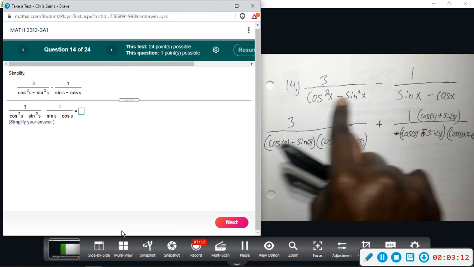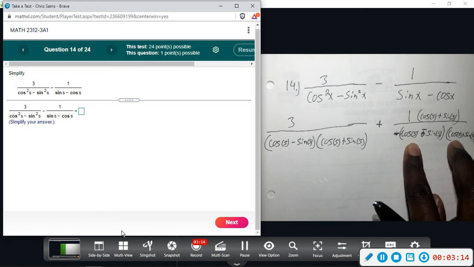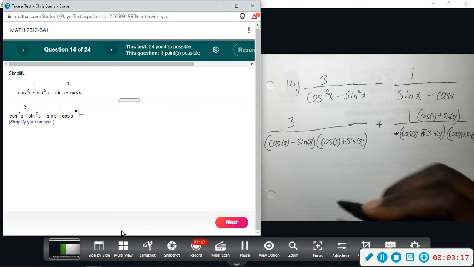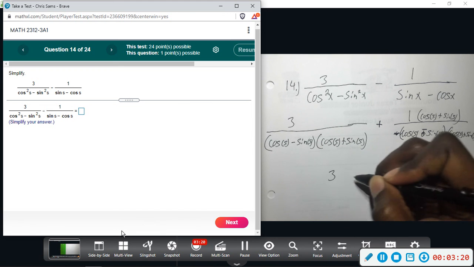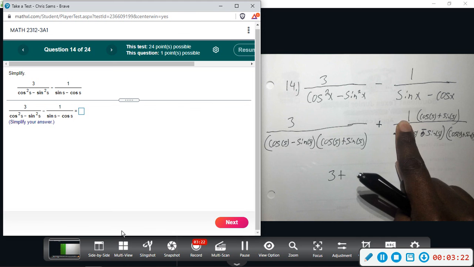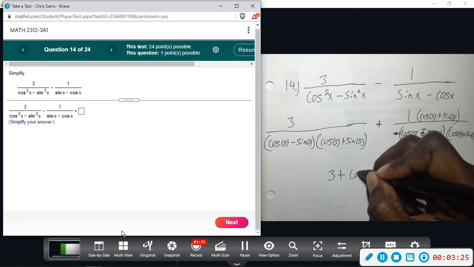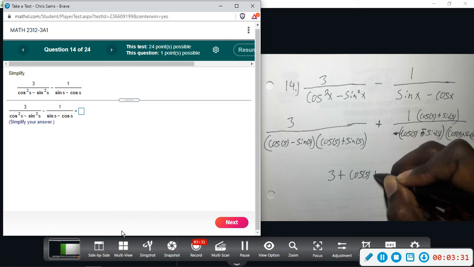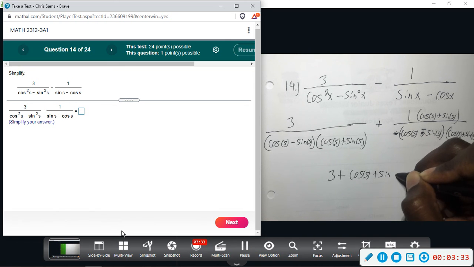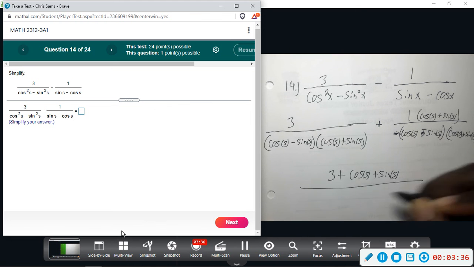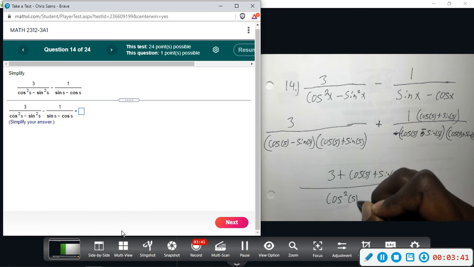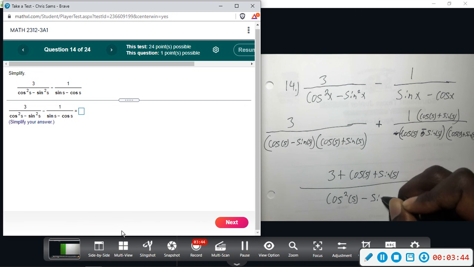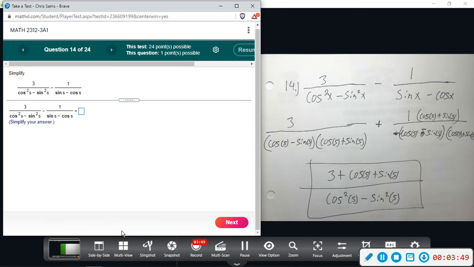Okay, so I'm going to go back to this form now. So I have the same denominator. I'm just going to combine the tops. Right, so this is going to be 3 plus 1 times this, which is just going to give me cosine s plus sine s, all over cosine squared s minus sine squared s. Okay. So that's what we get when we simplify.